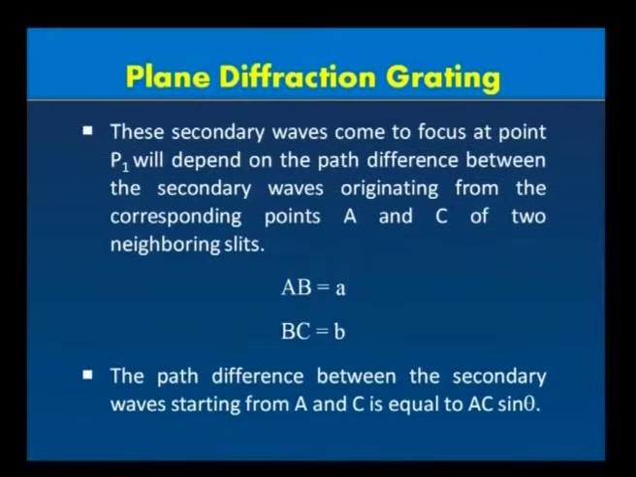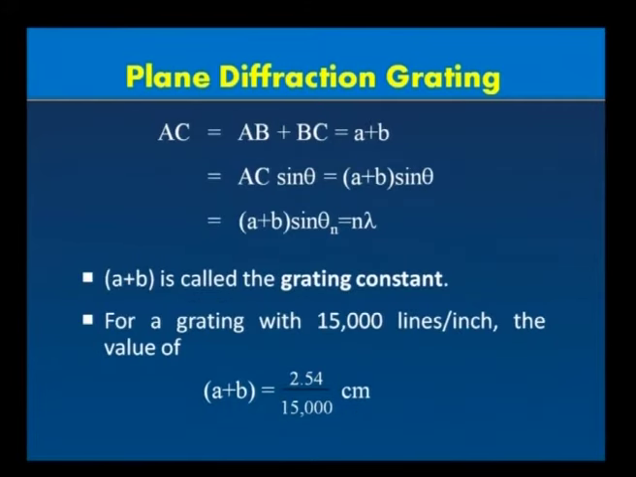And so I am going to do these things now. I am going to show that the path difference between the two points A and C will be equal to AC sin theta. You have got AC sin theta, that is the path difference. This AC will be AB plus BC, that is the grating element. AC sin theta will be (A plus B) into sin theta. This A plus B is known as the grating element.